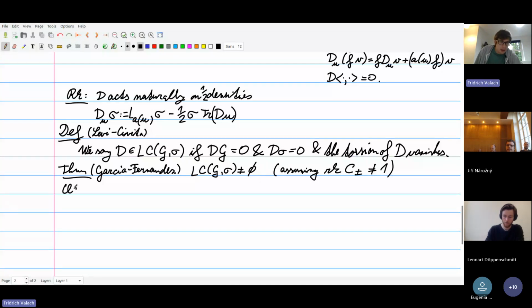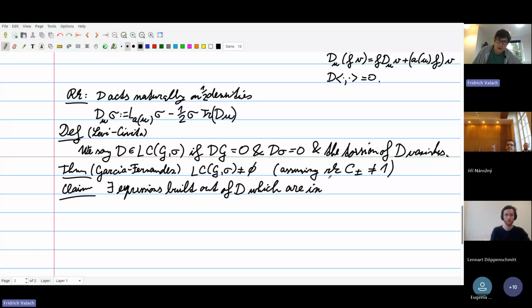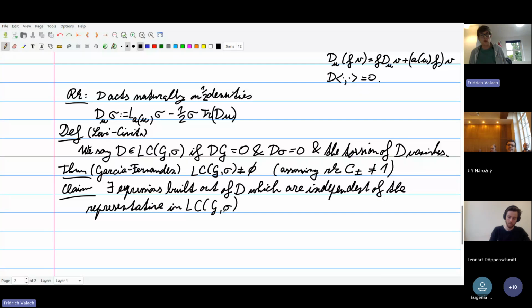Now, the crucial claim here is that even though this set is quite large, there exist expressions built out of this connection, I will give you an example in a second, which are independent of the representative in that class, which means that these expressions only depend on G and sigma. They don't depend on the explicit choice of D.